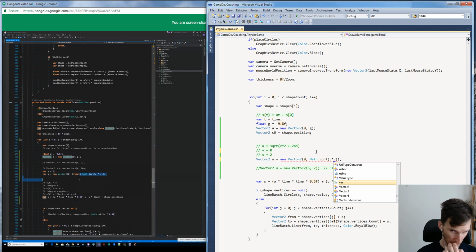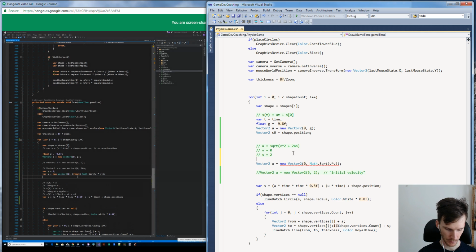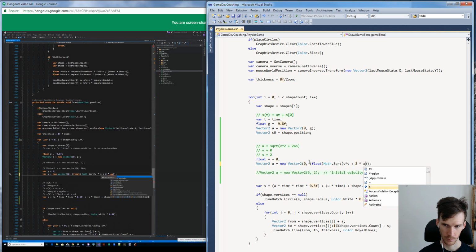Didn't know that. Obviously, this is going to be pretty compiler happy. Okay, hold on. I'm still square root of v. Right, square root of v squared plus 2 times a. Oh, what is a? A is going to be our gravity.